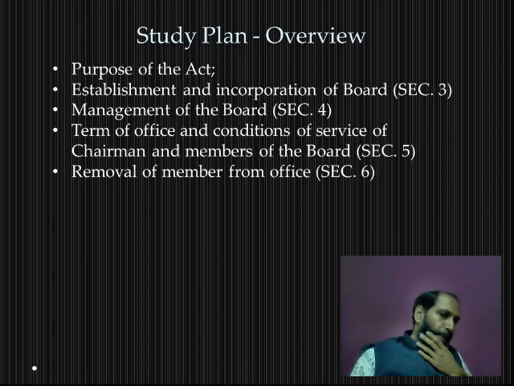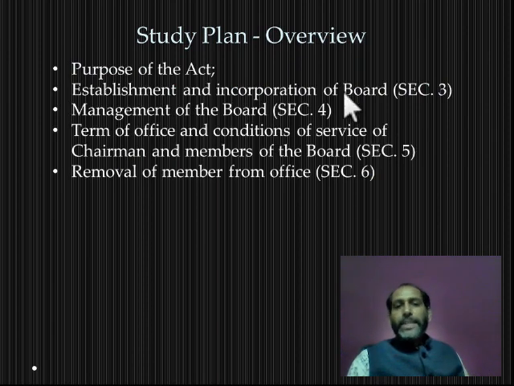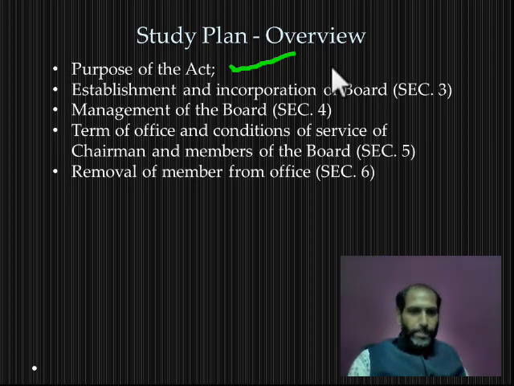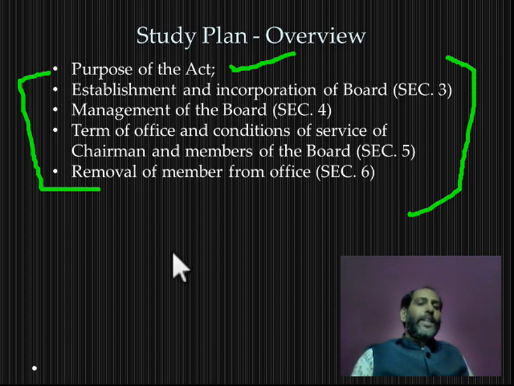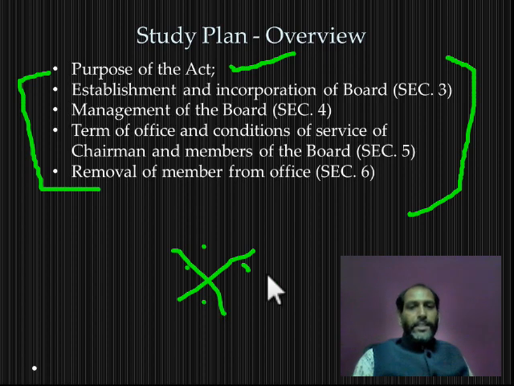Now here we go, the study plan. What are the areas you have to study? Basically, of course, objectives. That is the purpose, which is dealt with in the preamble. Definitions are not that important for this chapter or this act, so you can leave that. Now, the first pack you have to study is with respect to the administration of SEBI. Usually, one question arises from this pack, so students, don't take it lightly. Sections 3, 4, 5 and 6 are very important. One question is expected from this area.